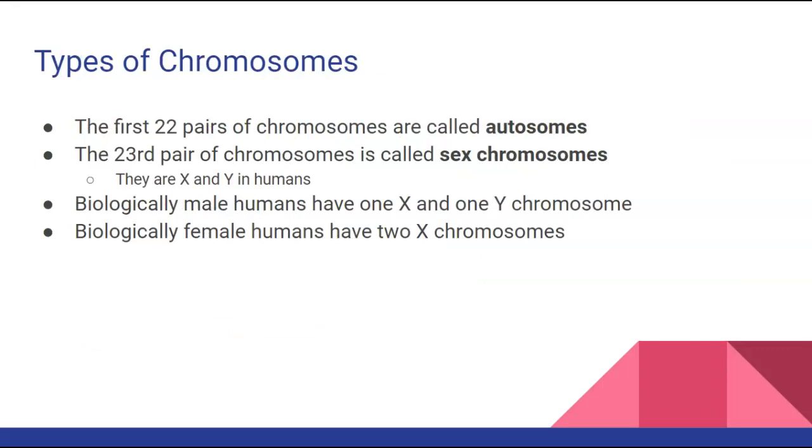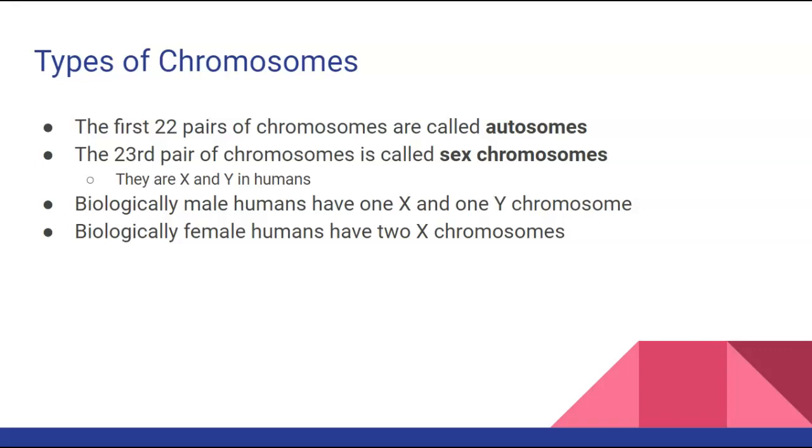And the types of chromosomes, I think this is the last bit before we actually get into meiosis: the types of chromosomes within our pairs. The first 22 pairs are called autosomes. Autosomes are just your typical chromosomes that carry your general information, pretty much all the information you could want about your body that is not found on sex chromosomes. Those 22 pairs are called autosomes.